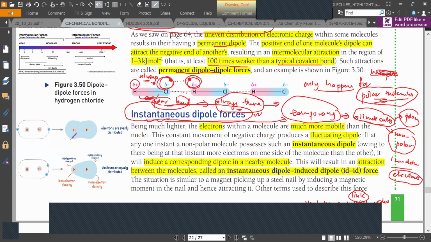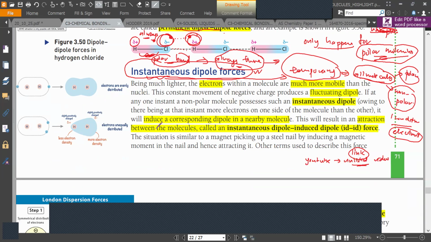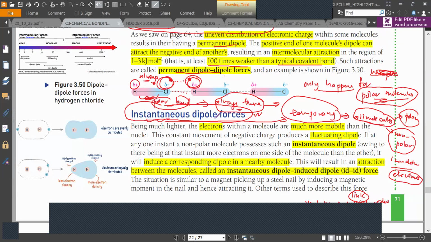Okay. So how does it happen? Although this instantaneous dipole can happen in all molecules, we normally focus on the non-polar molecules.